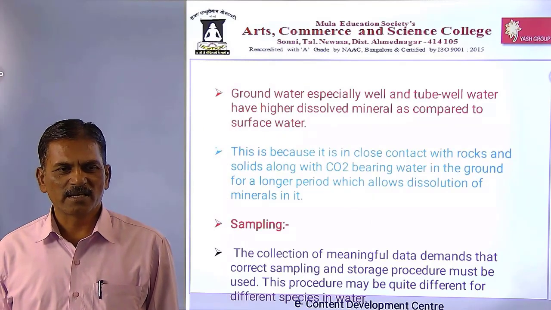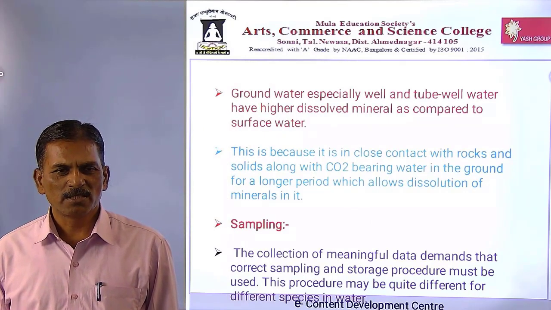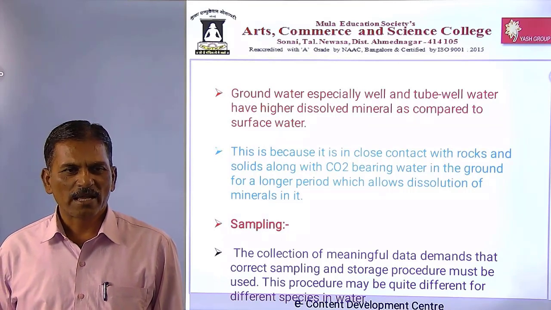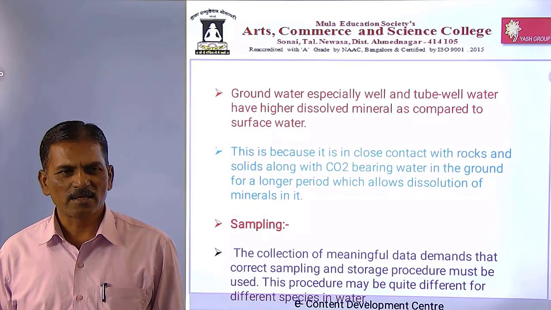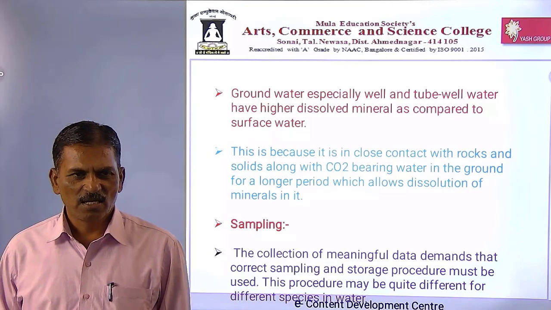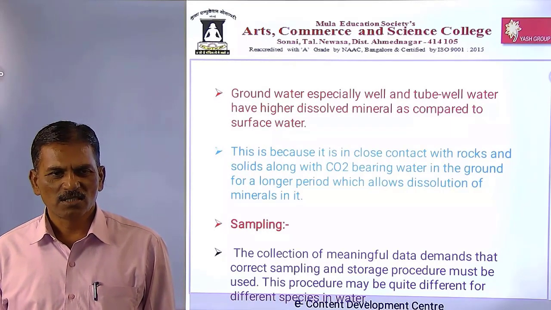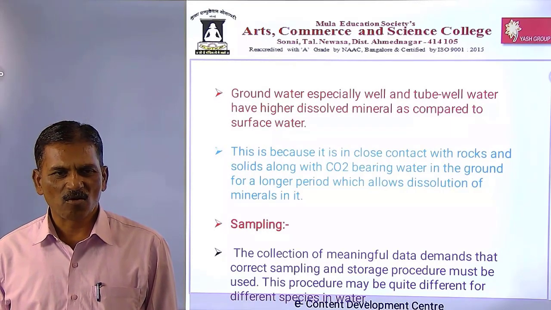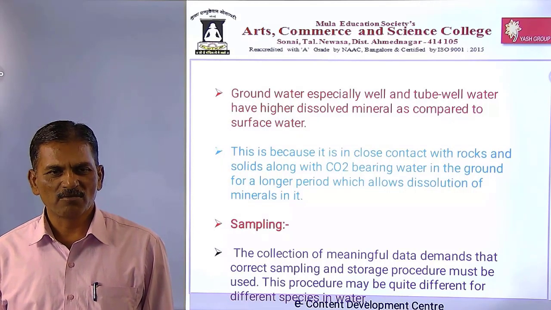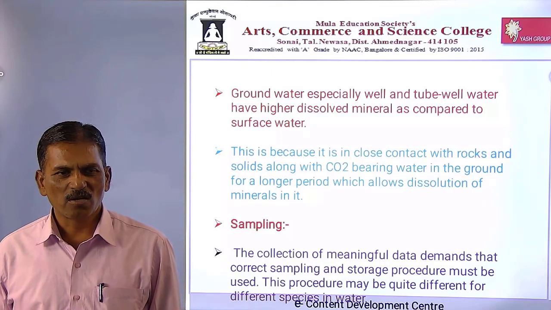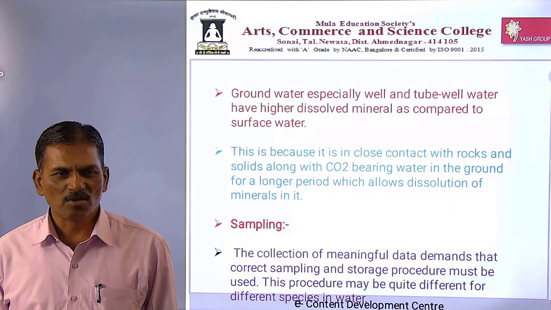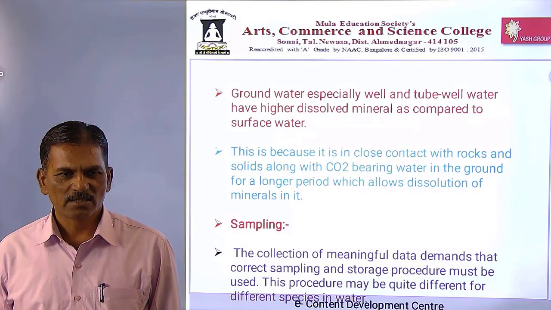Then the second type is groundwater. Groundwater, especially well and tube well water, has higher dissolved minerals as compared to surface water. This is because it is in close contact with rocks, minerals and solids, along with carbon dioxide bearing water in the ground, for a longer period, which allows dissolution of minerals in it.